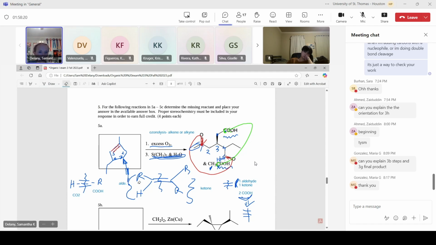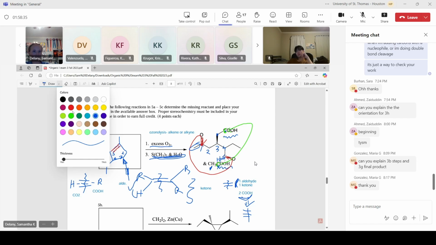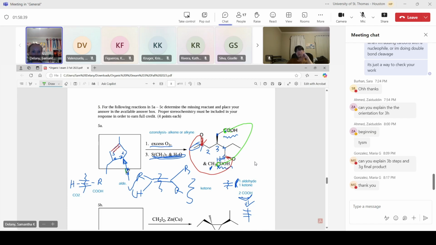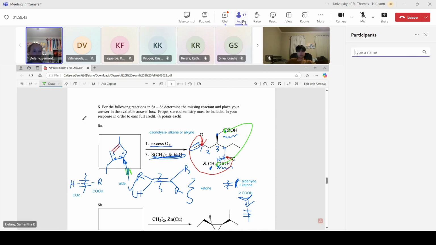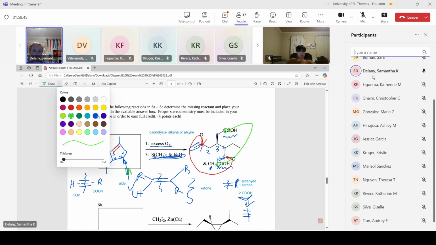I kind of ran out of room here. I'm going to redraw it just a little better. Perfect. So now I'm just going to count my carbons, make sure I didn't miss anything. And let me just draw this in green, just to show you that this is where the cleavage occurred. All right, now to count carbons.